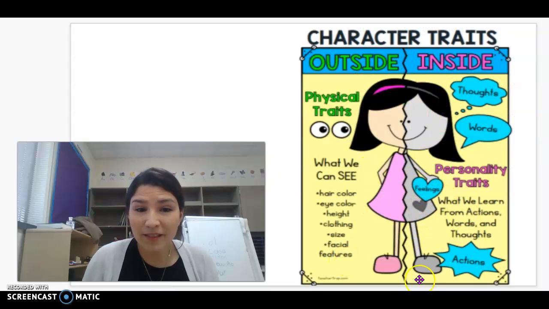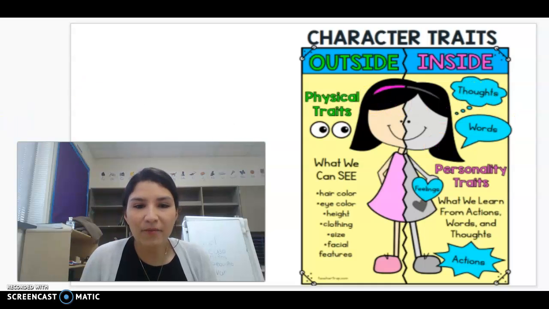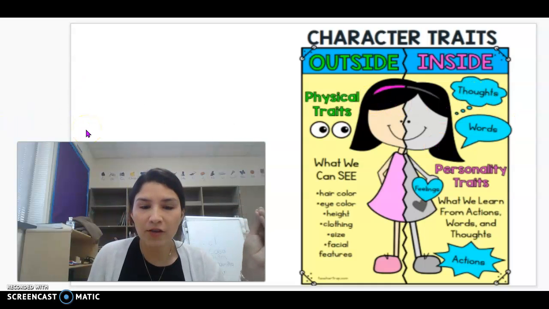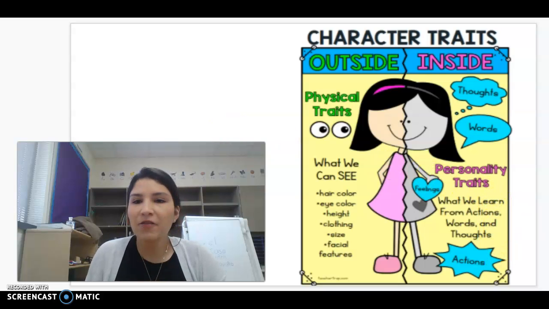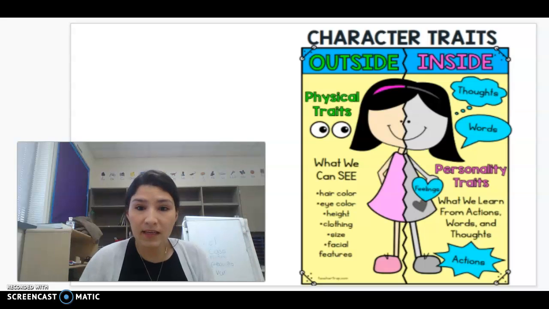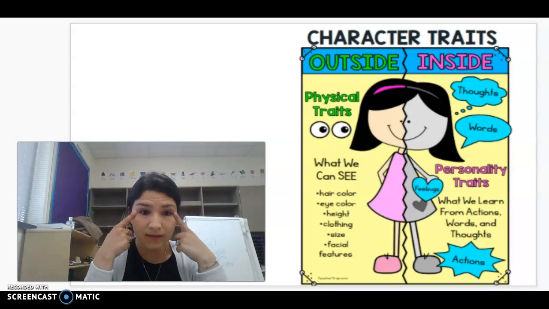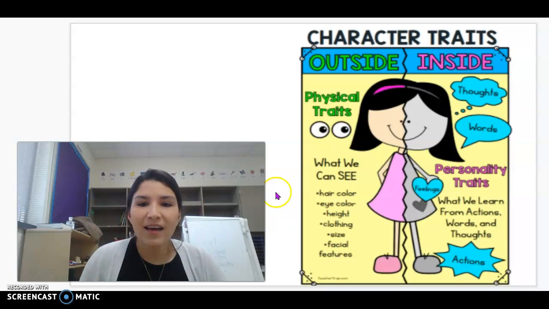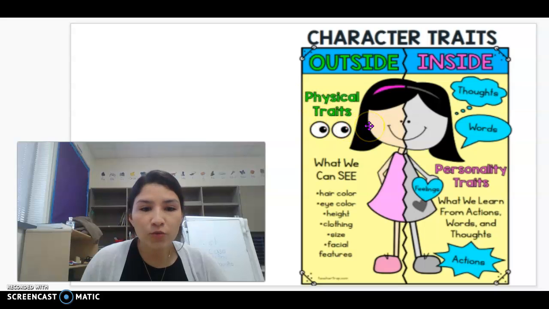Okay, remember this poster? Character traits, outside, inside. All right, in a minute we're going to talk about why the other poster has to do with this one. But let's go over this. Outside. Outside is what you can see. See the little eyes? What you can see. Go ahead and do that with me. Outside. Good. It's what you can see. Copy me. Good. Okay. These are called physical traits.